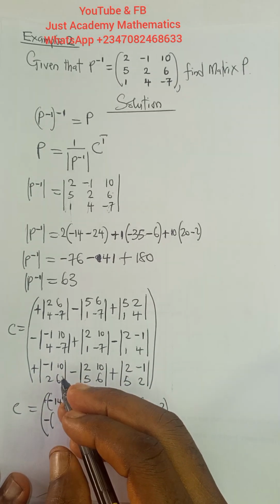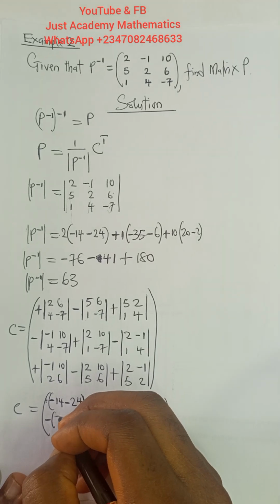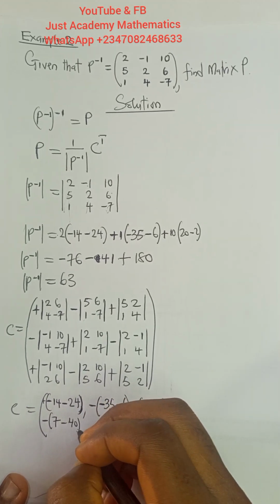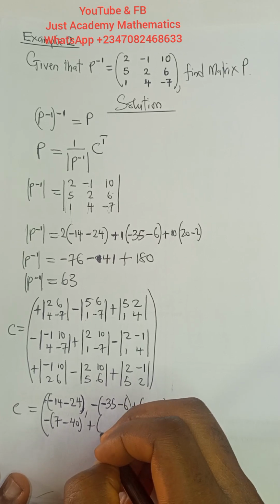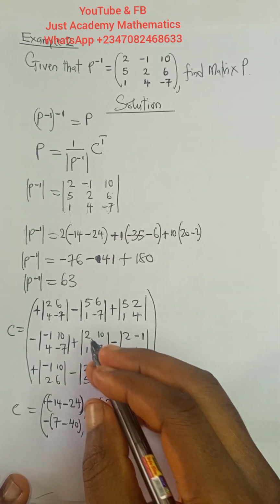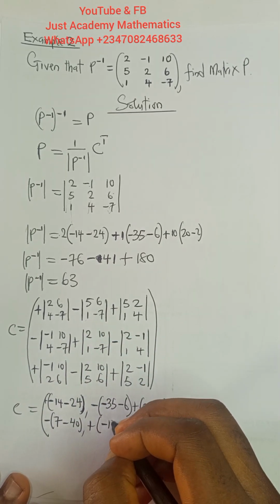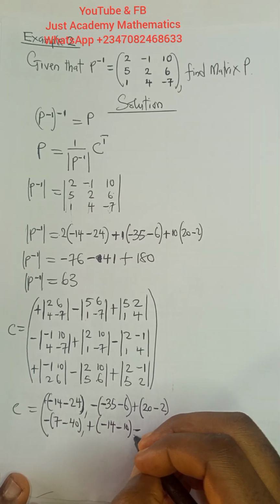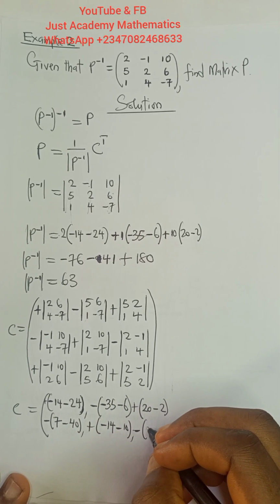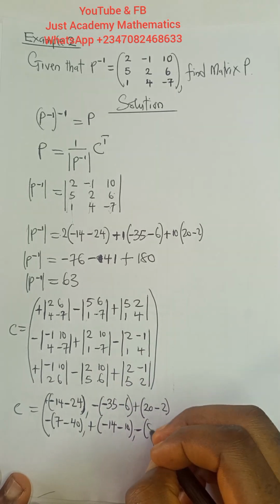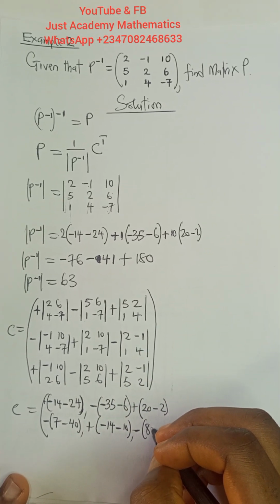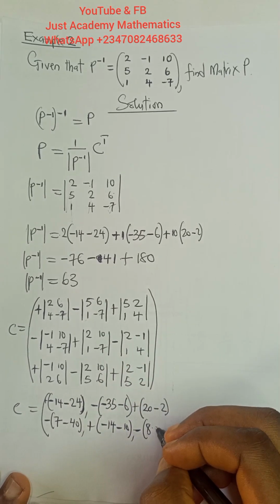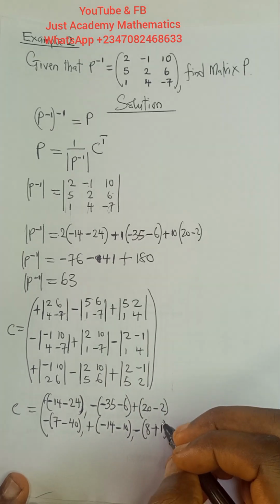We have 7 minus 40. We have plus. We have minus 14 minus 10. We have minus times 8, 2 times 4, 8. Minus, this time this is minus 1. Minus times minus is plus 1.